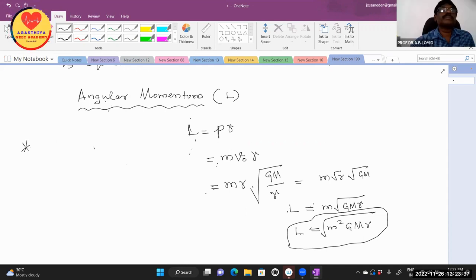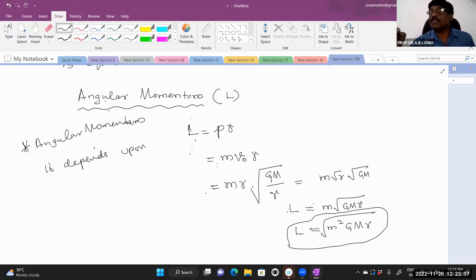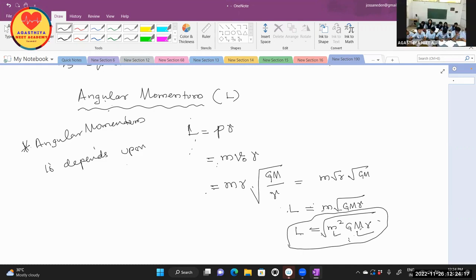See the expression. The angular momentum depends upon the mass of the earth, mass of the satellite, and the radius of the earth. Understand? See this expression. This is a small m. Small m is nothing but the mass of the satellite. This one, mass of the earth. Understand, students?